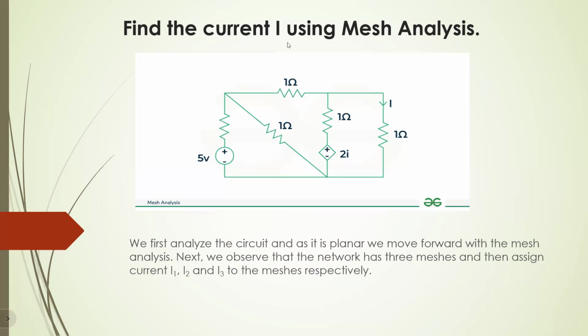Find the current I using mesh analysis. We first analyze the circuit as it is planar, so we move forward with the mesh analysis. Next, we observe that the network has 3 meshes and then assign currents I1, I2, I3 to the meshes respectively.